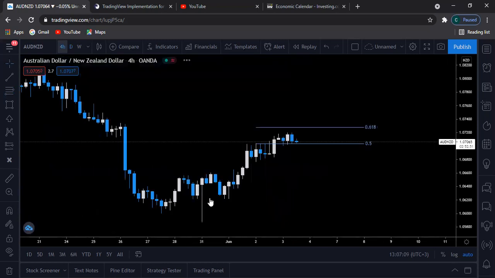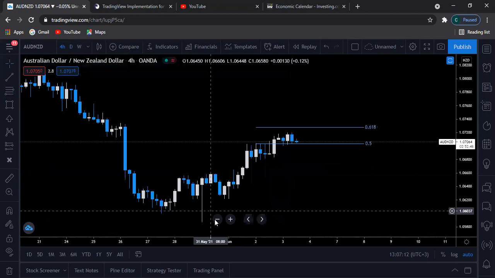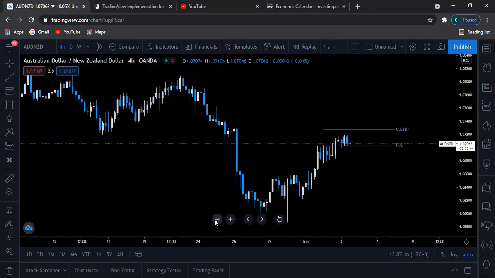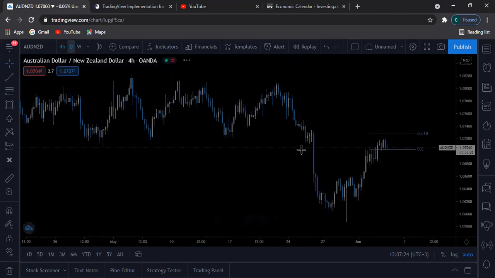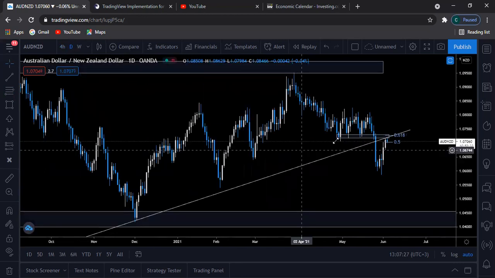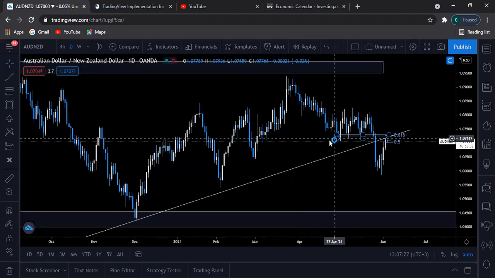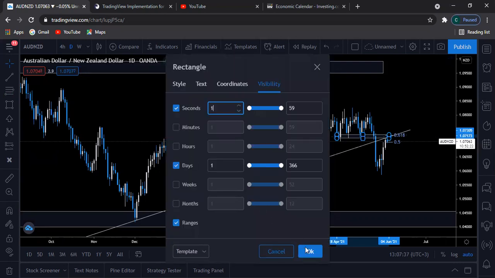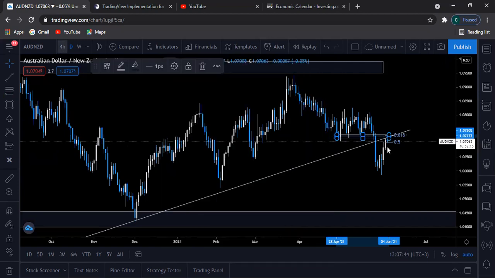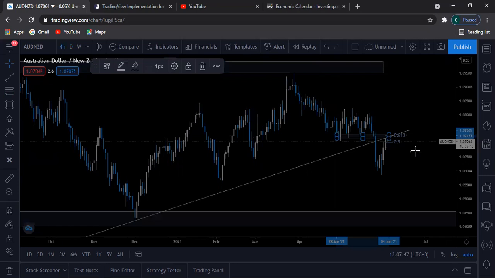Okay, this is the 4 hour. So from the daily, this zone right here, I'm going to look for possible entries around that zone. That will be our key level because that will be our main objective, right?